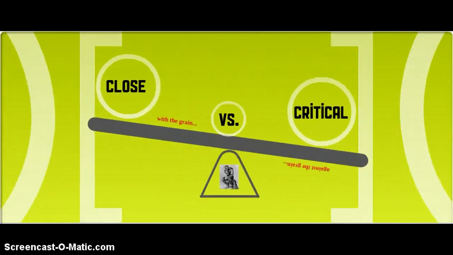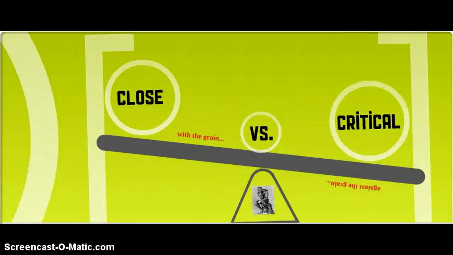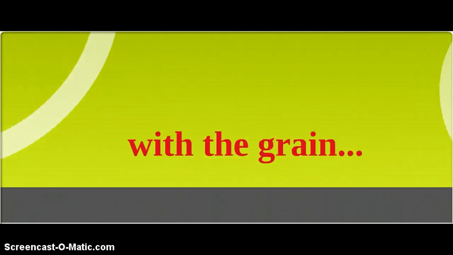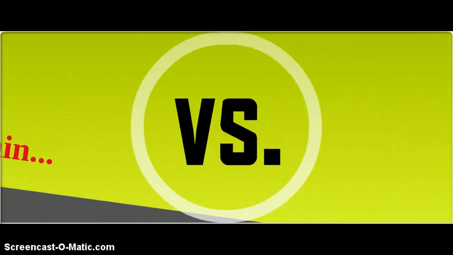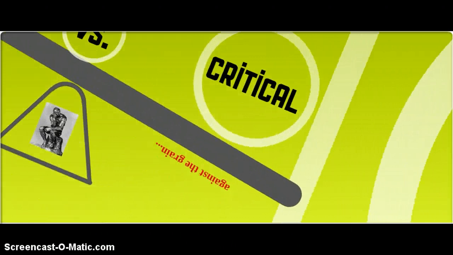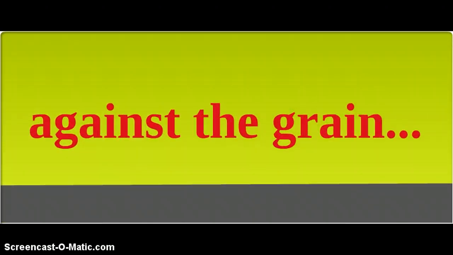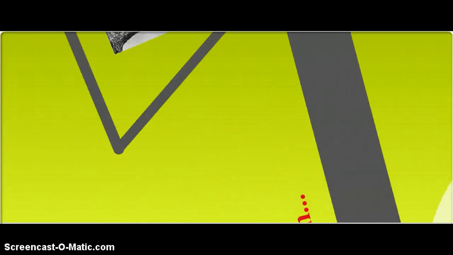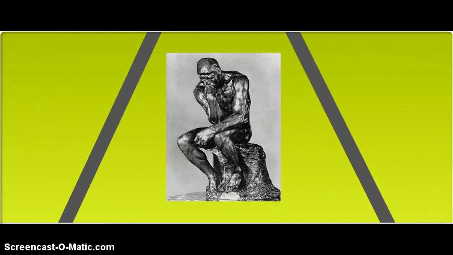In connection with close and critical reading, analysis involves both with the grain and against the grain thinking. The analysis builds the platform from which you begin your own independent thinking.